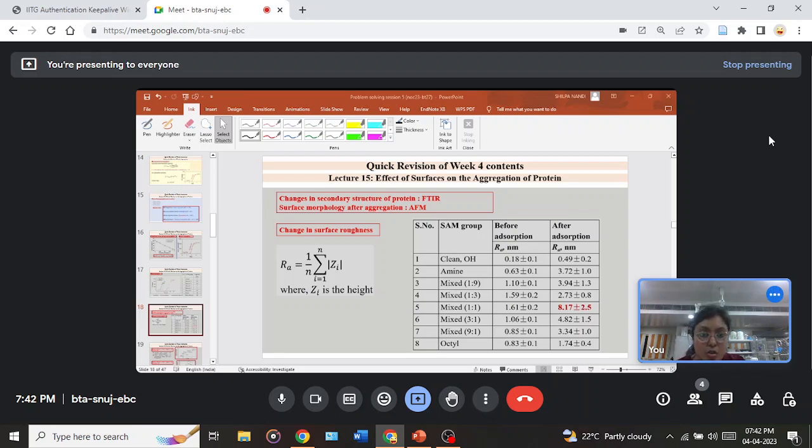In the next figure, we have given a few of the SAM groups, that is self-assembled monolayer groups, with their Ra values before adsorption and after adsorption. You can see that before and after there is a huge change. For example, for amine 1, before adsorption it is 0.63 and after adsorption it is around 3.72. So aggregation has happened, as only after adsorption the Ra has increased.